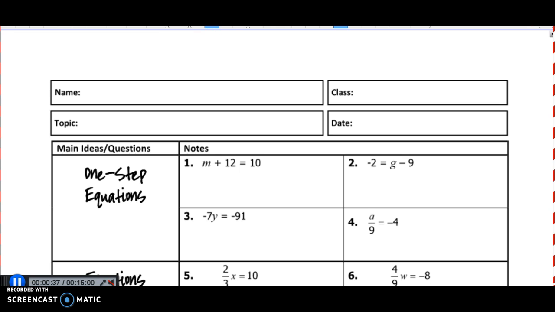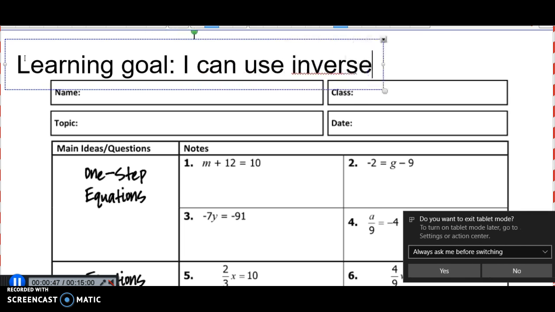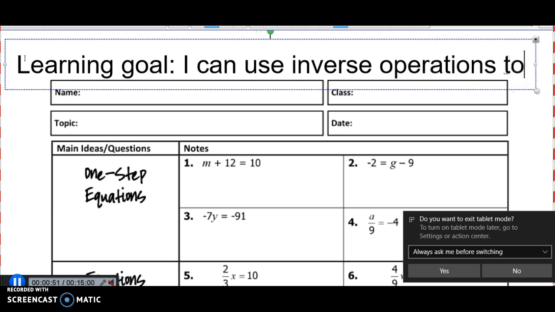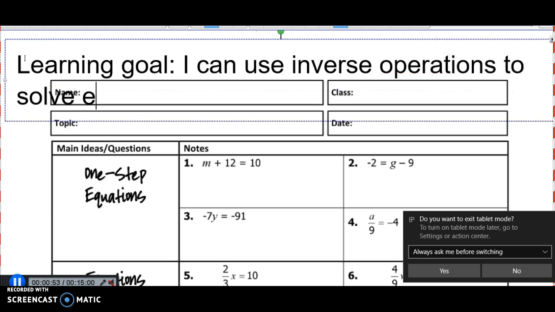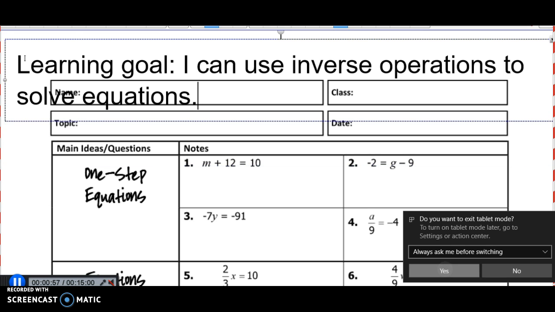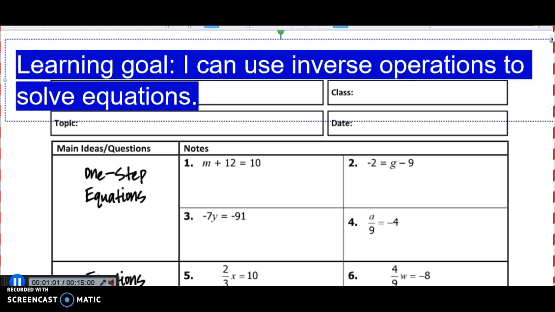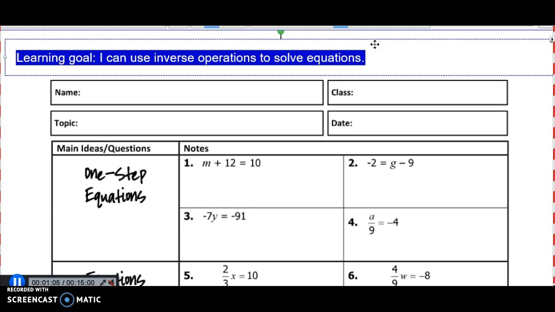But in addition, I would also like for you guys to jot down up here the learning goal. And our learning goal is to use inverse operations to solve equations. So that is going to be a key term that we are going to be talking about a lot, so you're going to want to become familiar with it. Let me make this smaller so you can see it better and copy it down onto your note sheets.